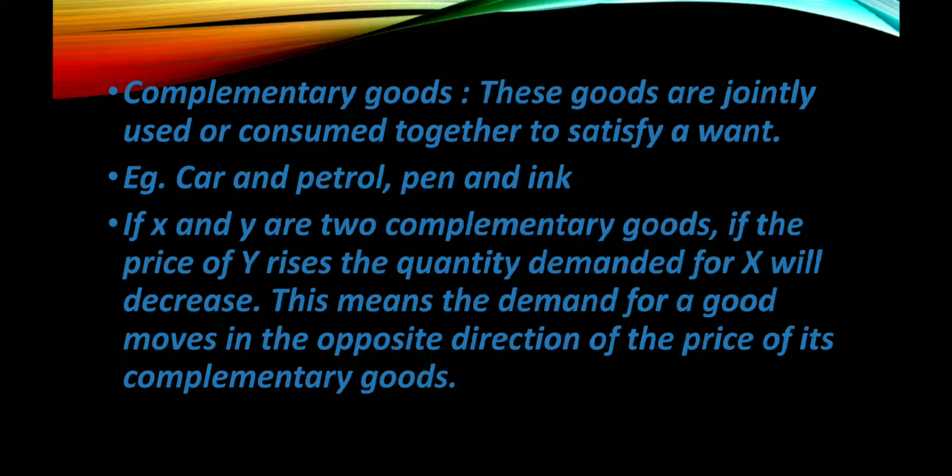For example, suppose tea is the given good and sugar is the complementary good. An increase in the price of sugar reduces its demand, which in turn decreases demand for tea at the same price, since tea and sugar are used jointly. The demand curve of tea shifts to the left. Another example, car and petrol. If the price of petrol increases, demand for cars decreases because they are jointly used.